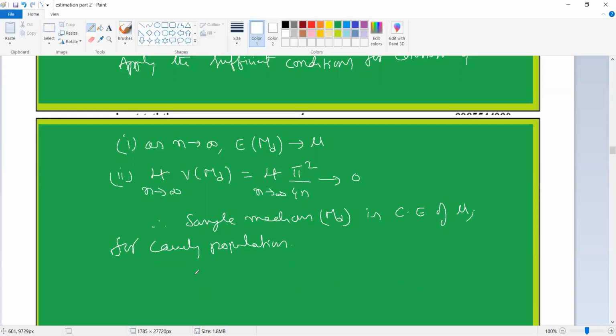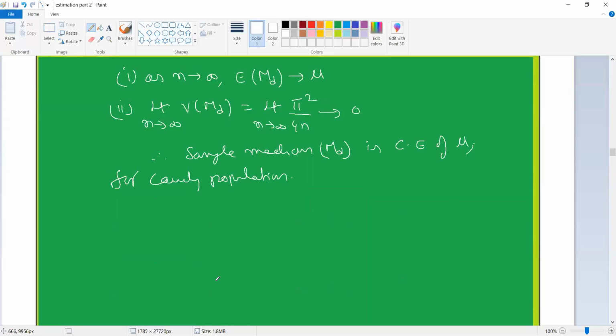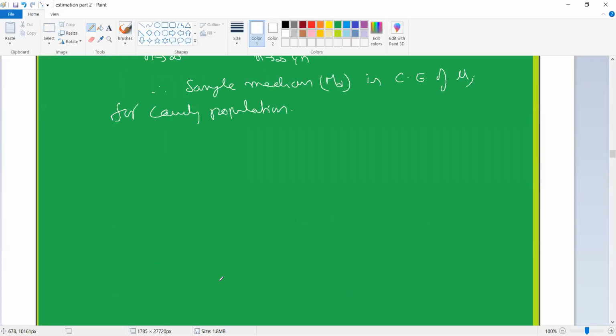So here it is very, very important. For a Cauchy population, the sample mean is not a consistent estimator. Sample median is a consistent estimator of mu. This is very, very important from the examination point of view. I am giving one more example. We are going to discuss one more example.